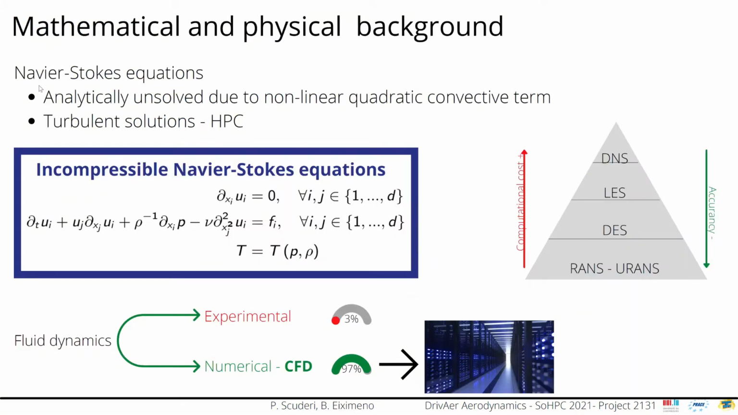In fluid dynamics problems, we would like to solve the Navier-Stokes equations, which are analytically unsolvable due to their nonlinear quadratic convective term. Therefore, to obtain a solution, we have two different strategies: experimental or numerical investigation. The first one is very expensive, while the second one is the so-called CFD. It is growing thanks to the research activities in HPC and on innovative numerical methods.